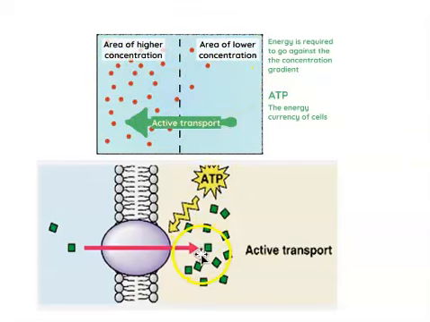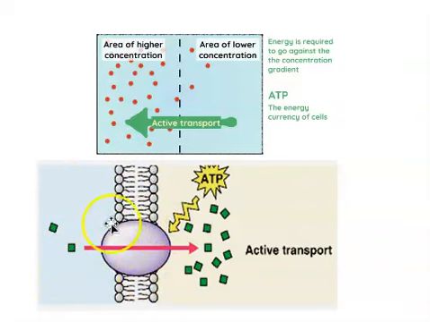Now, down at the bottom, this is simply another artist's depiction of active transport, and you can see in this drawing, it's going in the other direction. The idea is the same, though. There's a concentration gradient in this drawing. There's a high concentration on this side. This represents the inside of a cell. And there's a low concentration on this side. This represents the outside of a cell. And there's a membrane in the middle.